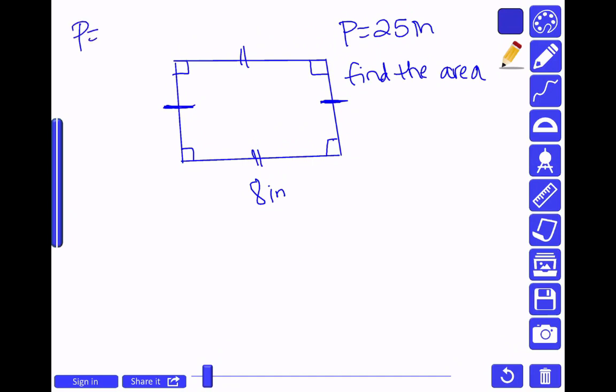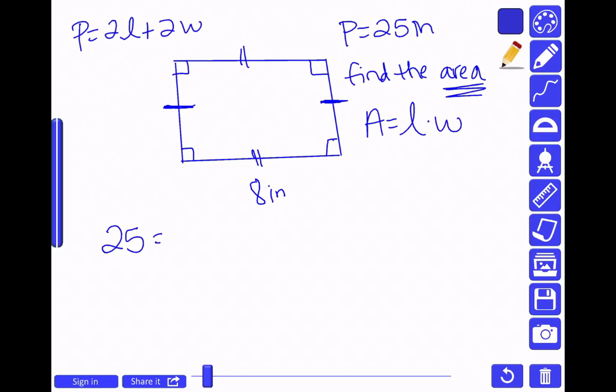I also know that the perimeter of a rectangle is 2 times the length plus 2 times the width. So I need to use this information in that formula to find the area. Well, in order to find the area, I need both the length and the width. Right now, it appears I just have the length. So I know the perimeter is 25, so I'm going to plug that in for P. I know the length is 8, so I'm going to plug that in for L. I do not know the width, so I'm just going to leave that as W. Now I'm going to solve for W.